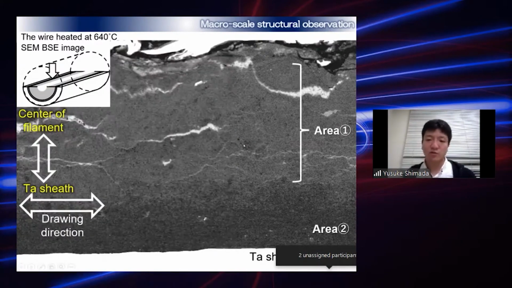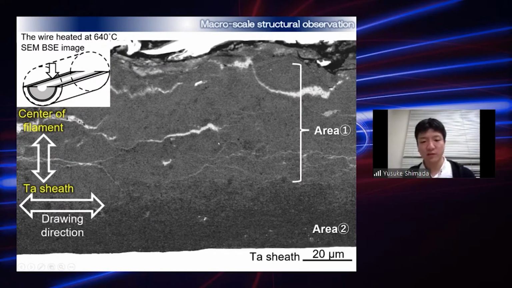So the main advantage of IMD wires is forming a superconducting MgB2 crystalline area with a high packing factor, and as shown in this image, the packing factor is almost 100%.